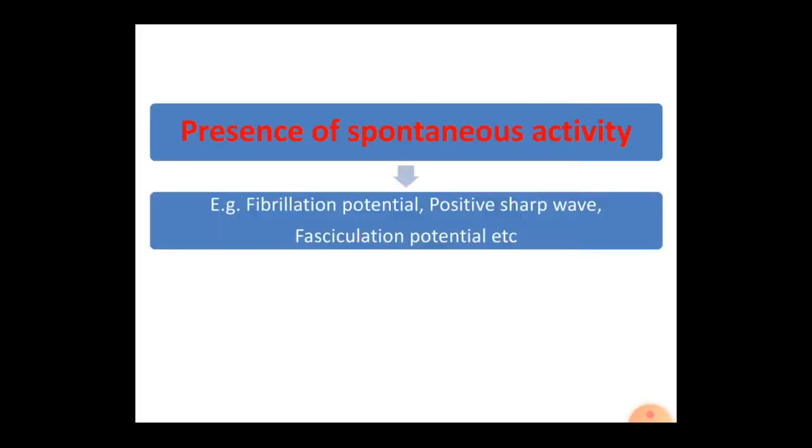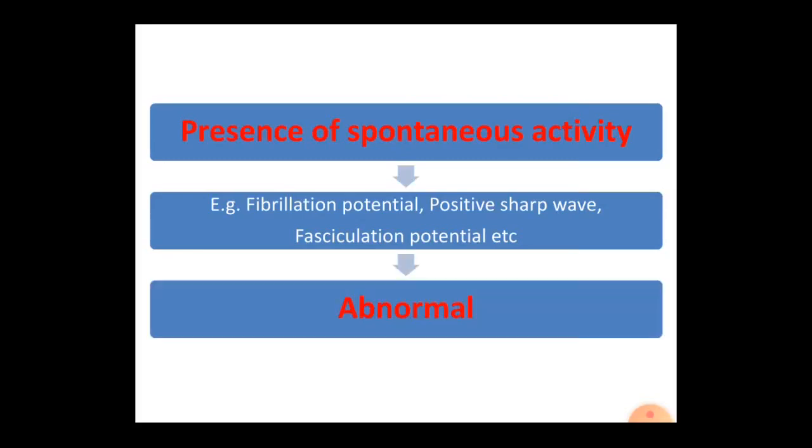Clear? So if you have presence of spontaneous activity, for example fibrillation potential, positive sharp wave, or fasciculation potential, or any other type of spontaneous activity, itself it is abnormal. So in short, presence of spontaneous activity itself is abnormal. It is giving signs of denervation. Some authors also say that in presence of signs of reinnervation, this spontaneous activity will also be visible.